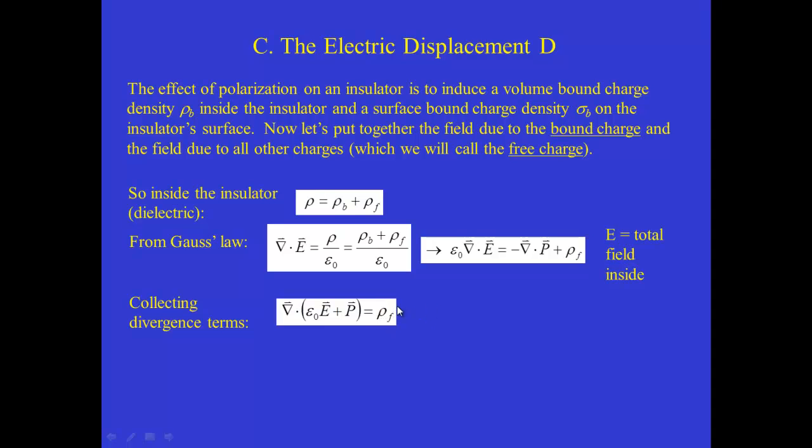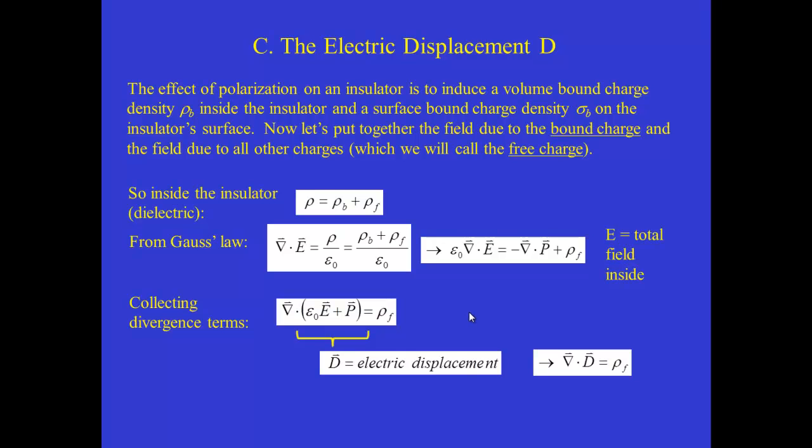And so now, because this term in parentheses plays much the same role that the electric field did in the original version of Gauss's law, we're going to give this its own name. And here's where the electric displacement comes in. We're going to define the term in parentheses as D, the electric displacement. So if we do that, then our original expression coming from Gauss's law becomes del dot D is equal to rho free.